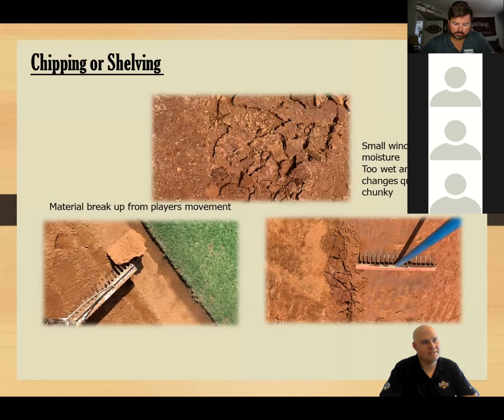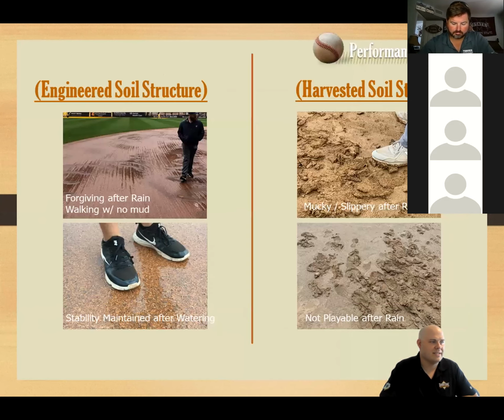This is what happens when materials are not blended together, and you can see where these were not scarified together or blended together, and you're seeing some shelving or some chipping leading to an unsafe area. So making sure materials are being tilled correctly is important.